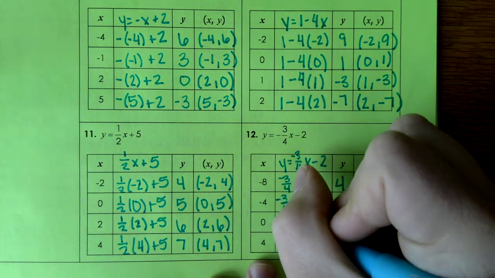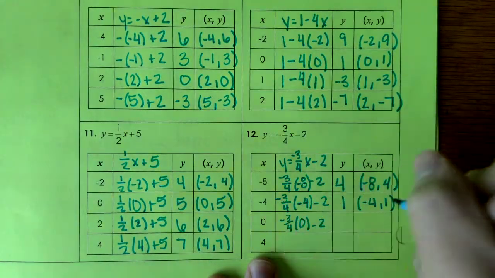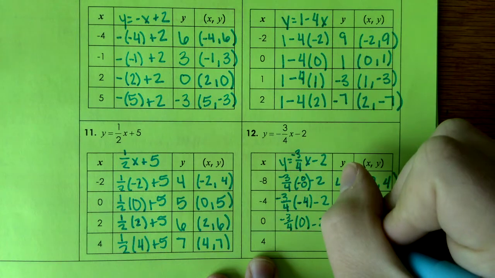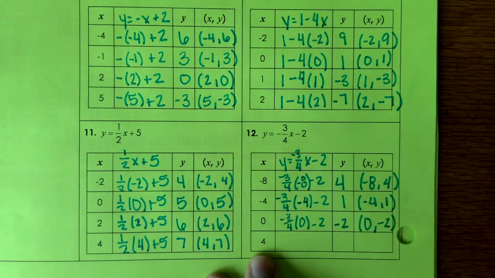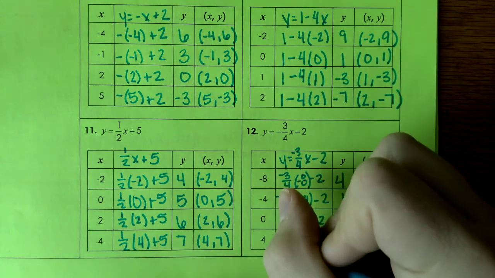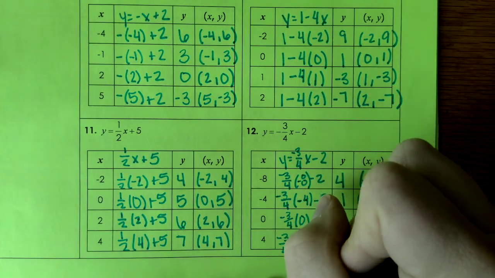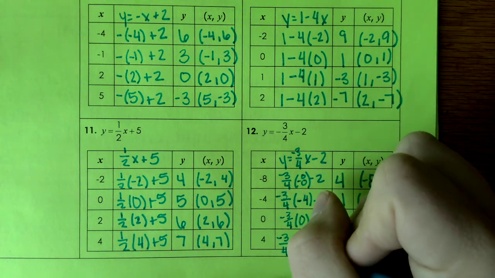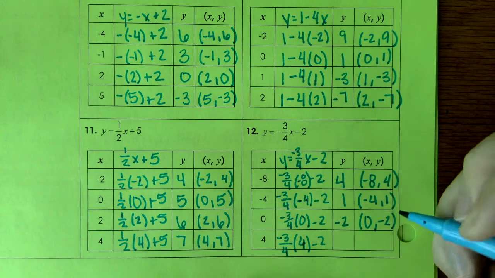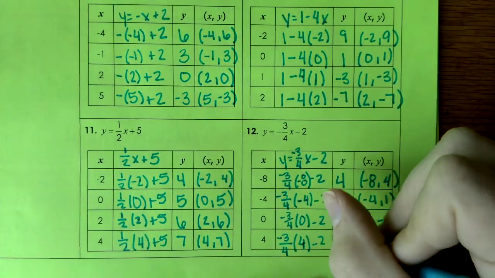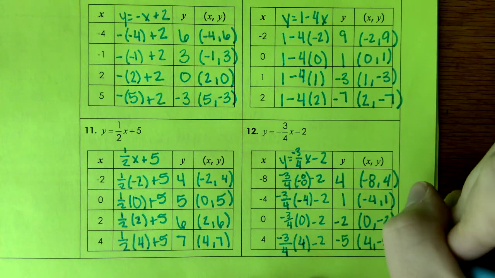And then you have negative 3/4 times 0 minus 2. Anything times 0 is 0. Minus 2, that's going to get you a negative 2. So you're going to have 0, negative 2. Finally, for the last one, we have negative 3/4 times 4 minus 2. Negative 3 times positive 4 is negative 12. Negative 12 divided by 4 is negative 3. Negative 3 minus 2 is going to get you a negative 5. So that's going to get you 4, negative 5.